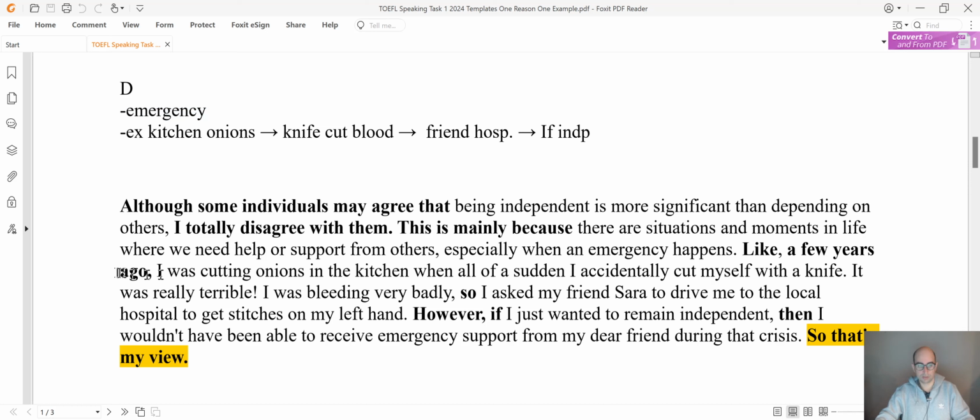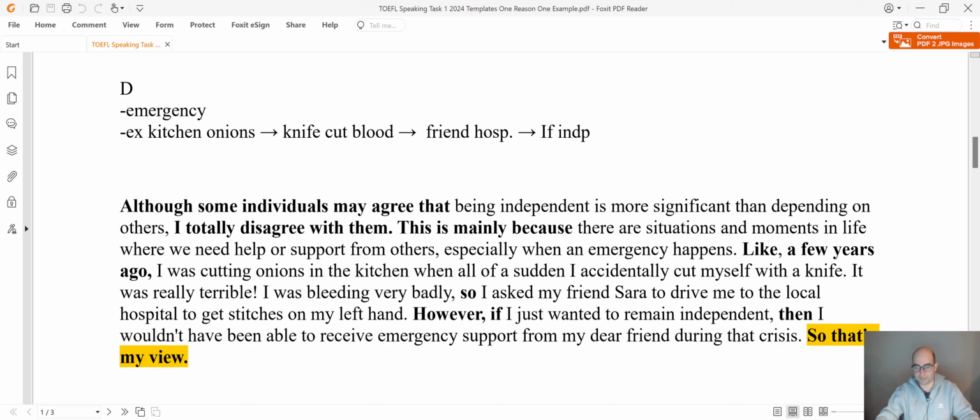So one way you could develop your example is by adding reactions, okay? These little emotional reactions are a great way to sneak in a detail, sometimes even 2. I was bleeding very badly, so there's another reaction. So I asked my friend Sarah to drive me to the local hospital to get stitches on my left hand. You know, be specific, be detailed, guys. Use adjectives, they're excellent, or even adverbs for your verbs.